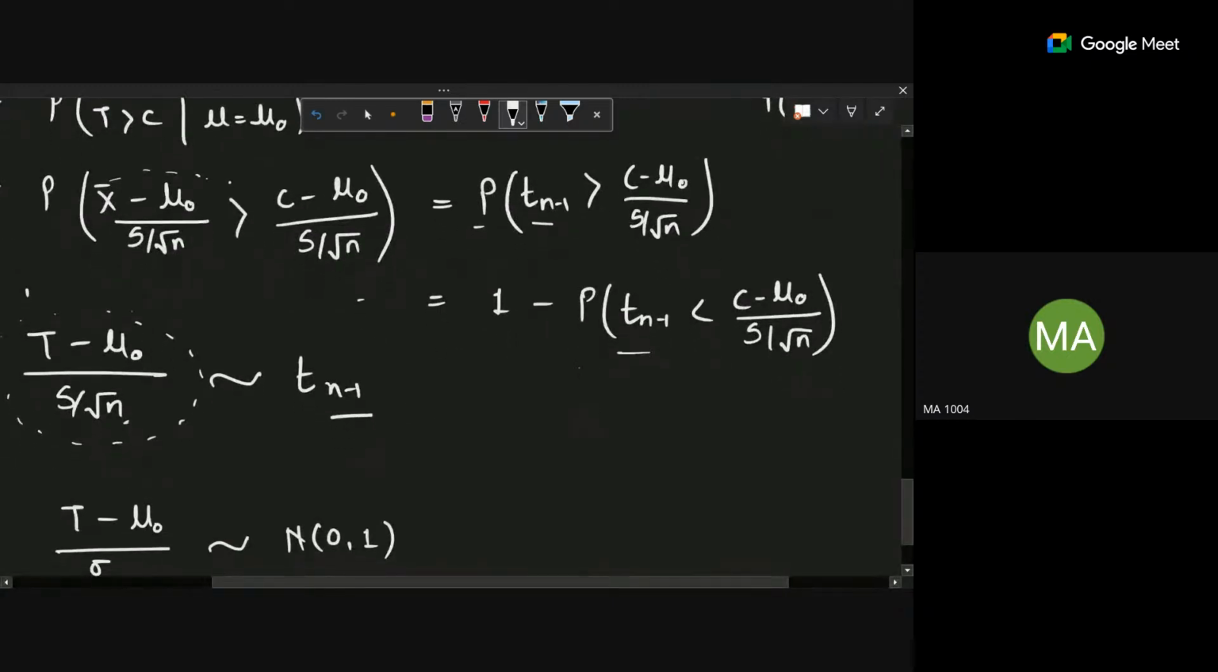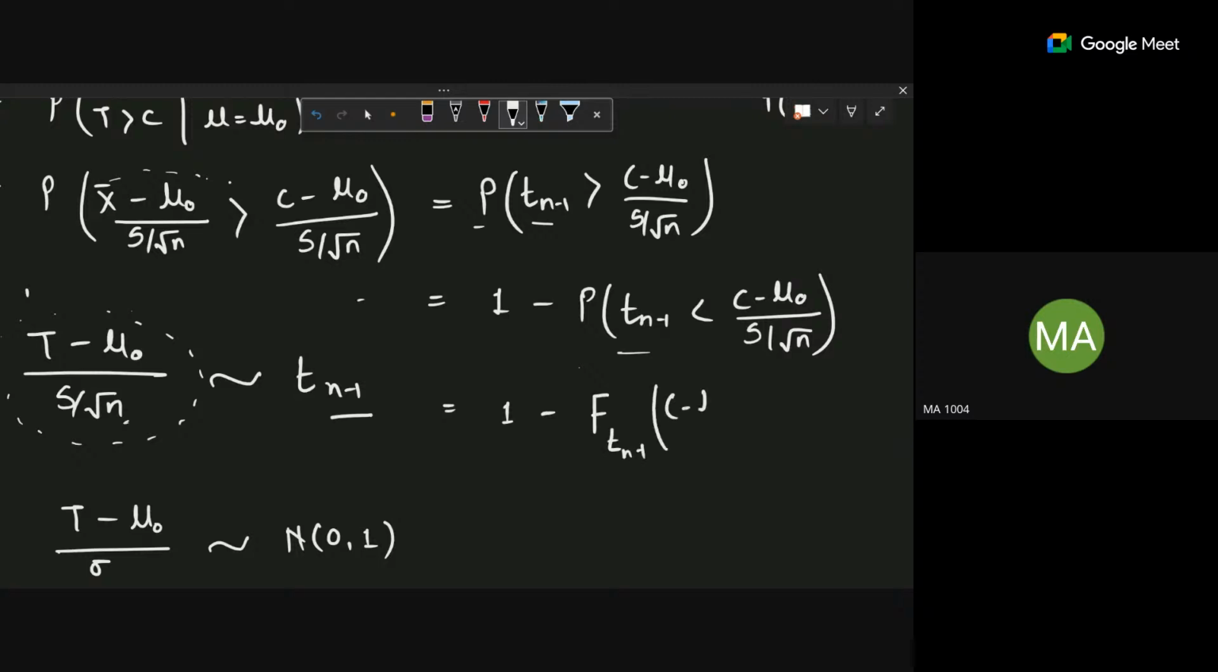So its CDF we can check in the T table, and we just write it like T n minus 1 of (c minus mu naught) upon s by square root n. What is S here?